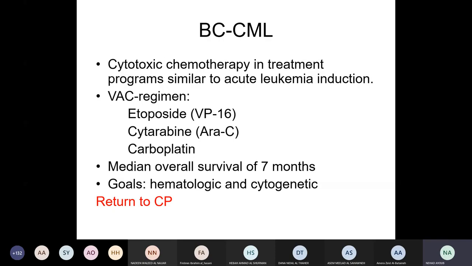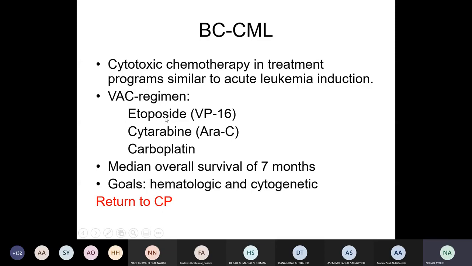The most important regimen in blastic crisis CML is called the VAC regimen. The V stands for etoposide, because the other name for etoposide is VP16. A is for cytarabine, because its other name is Ara-C. If you recall from AML, this is a very important drug. And C is for carboplatin, a platinum drug. So we call it the VAC regimen.